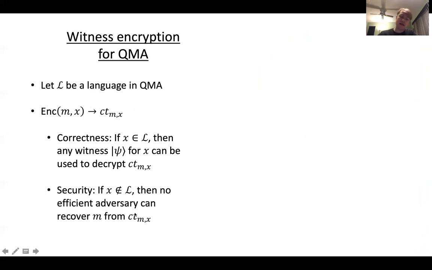On the other hand, if X is not in the language, then basically the ciphertext completely hides M, in the sense that no efficient adversary can recover M from the ciphertext. Okay.